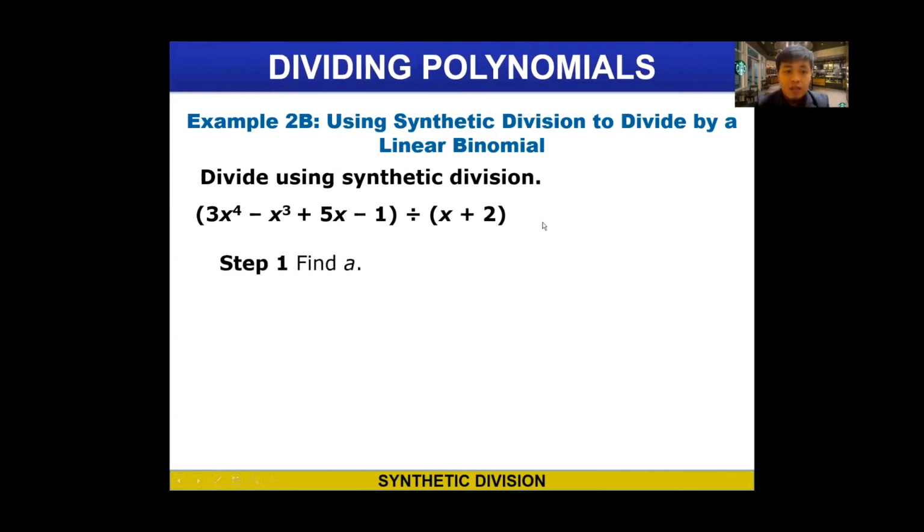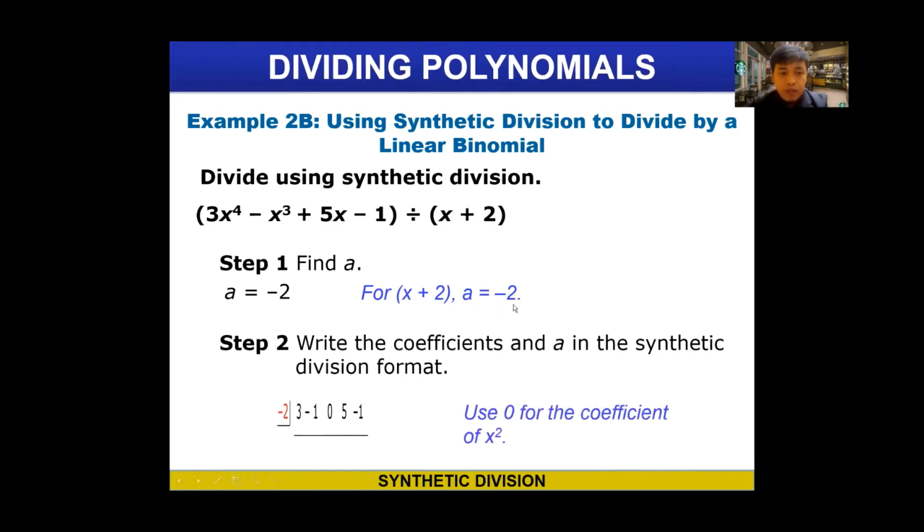Okay. So step 1, we have to find a or p. In this case, our divisor is x plus 2. Since it is positive here, we just take the opposite. It becomes negative 2. So for x plus 2, a is equal to negative 2. Our a or p, a or p are just the same, so it is negative 2. Step number 2, write the coefficients and a in the synthetic division format.